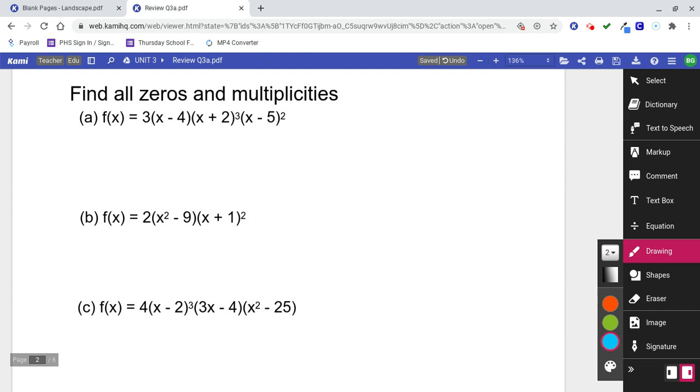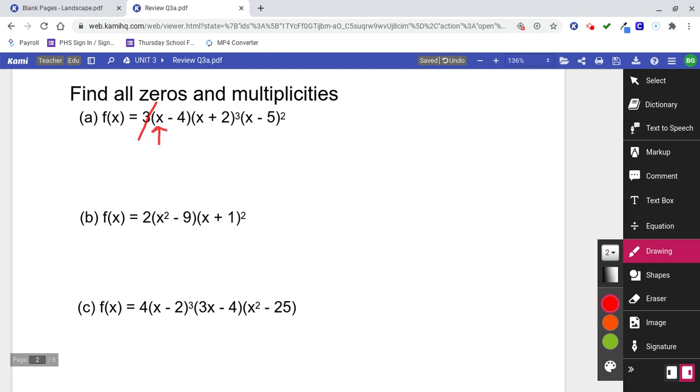Zeros and multiplicities. This is something that's pretty easy, but I don't think that we covered it enough, so you probably don't really know how to do zeros and multiplicities that well. So let's get it. First off, don't look at that 3. You can't make a constant number into a 0. You'd need a variable. Only look at the variables.